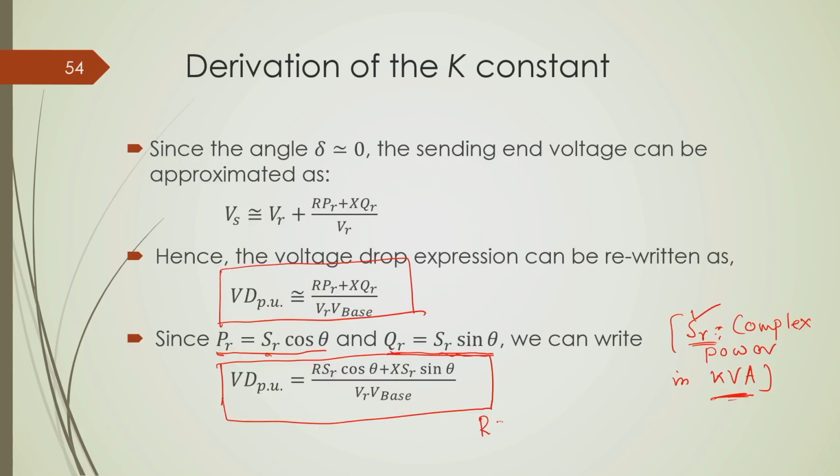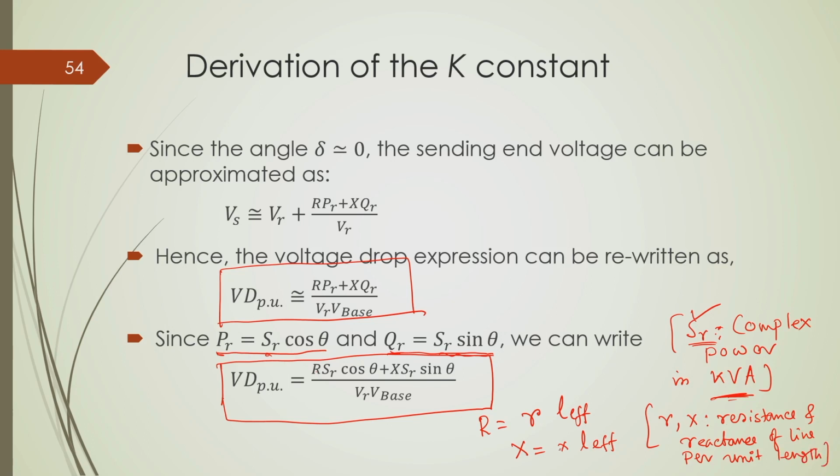Finally, we arrive at this expression of voltage drop in per unit. We can replace R with small r multiplied by L effective, and we also replace X by small x multiplied by L effective, where small r and small x are the resistance and reactance of the line per unit length. If you multiply with the effective length, then you will get the value of capital R, and similarly you will get the value of capital X.